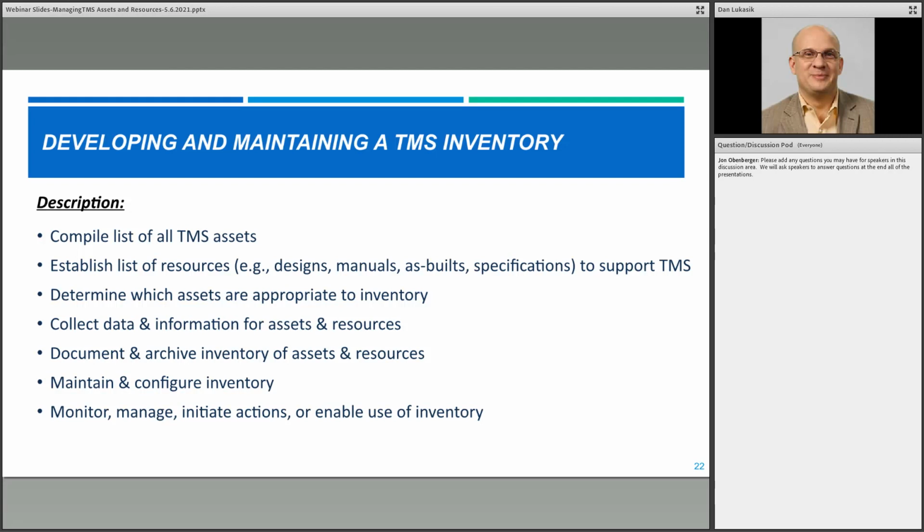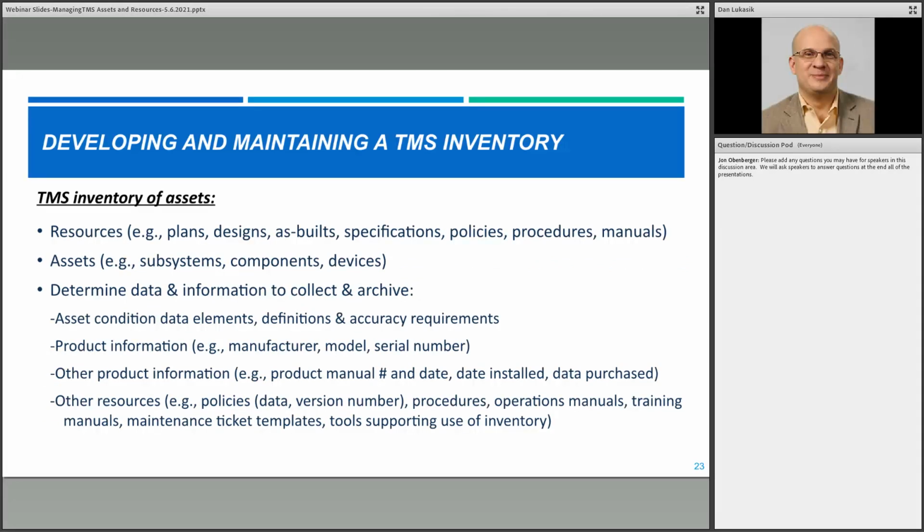We need to establish a list of resources where we're going to get this information from. And there's a lot of stuff that was mentioned earlier and that I just talked about. Where do we get all that information? How do we collect it? How do we document the inventory itself? What tools do we use to do it? How do we maintain that inventory? And how do we monitor and manage it? And that's what I'll be discussing in more detail over these next slides.